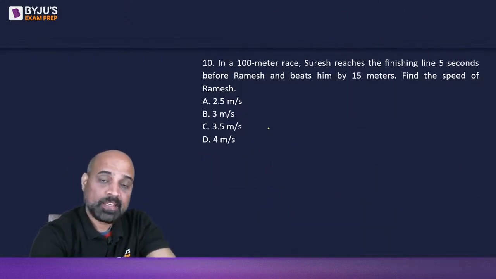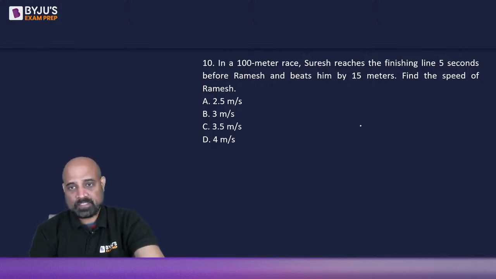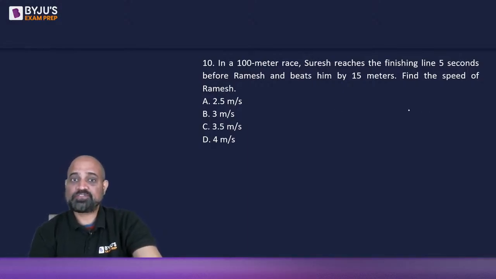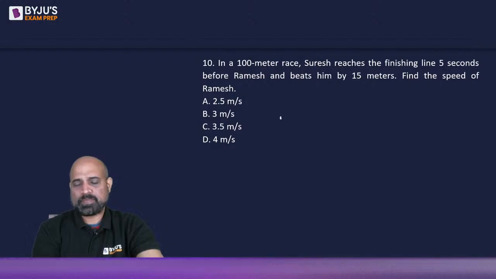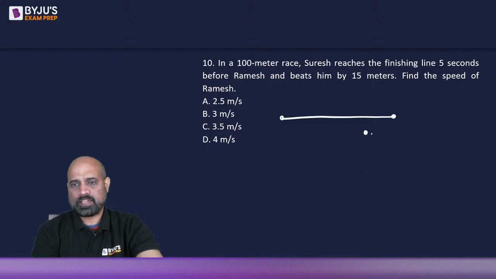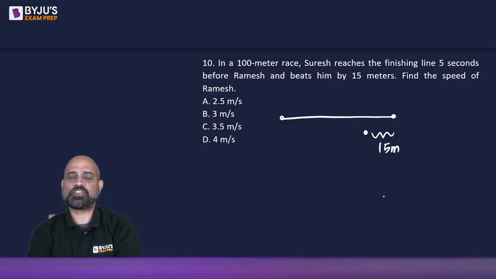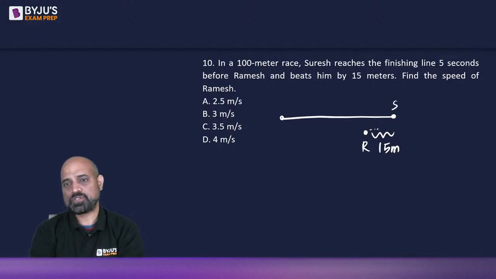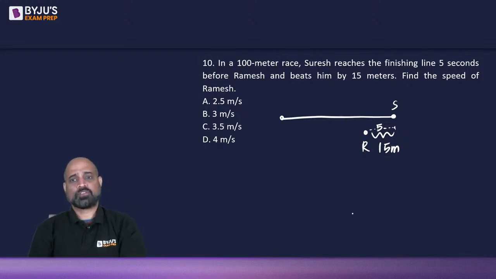Okay. Next one. In a 100-meter race, Suresh reaches the finishing line 5 seconds before Ramesh and beats him by 15 meters. Let's talk about Ramesh. Ramesh is here. He is 15 meters behind, and Suresh reaches the finishing line 5 seconds before Ramesh. So we can say that Ramesh took 5 seconds to reach the finishing line from this point.